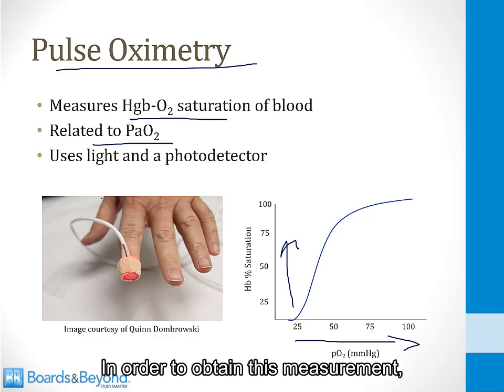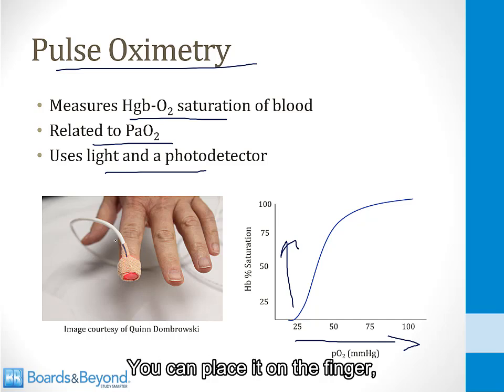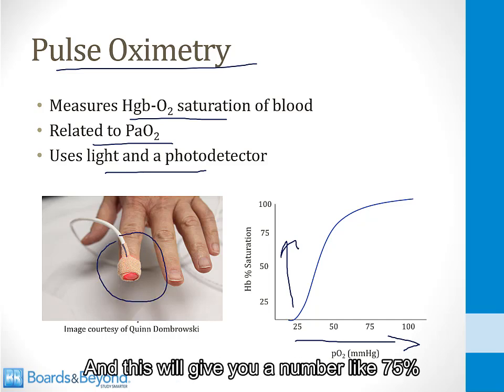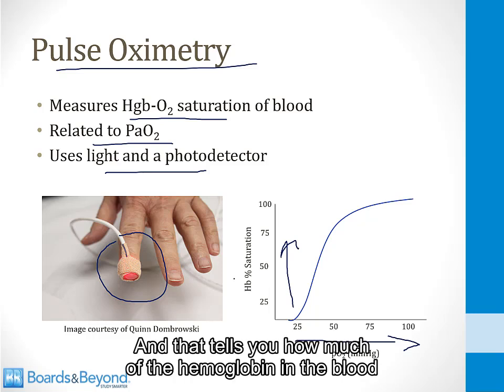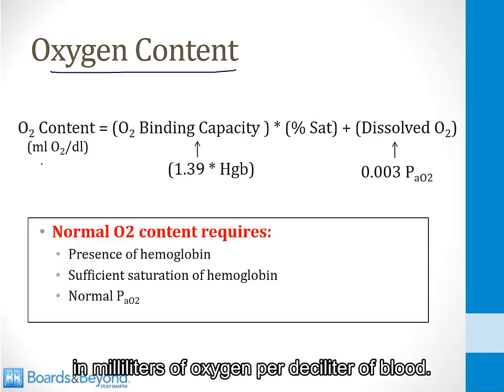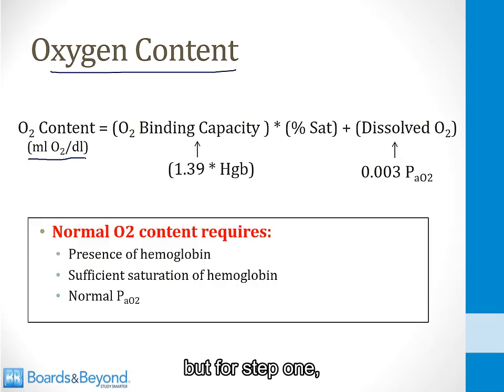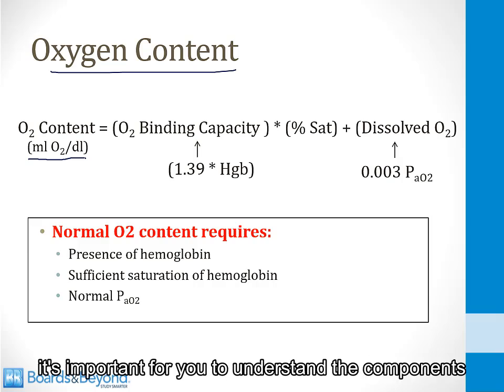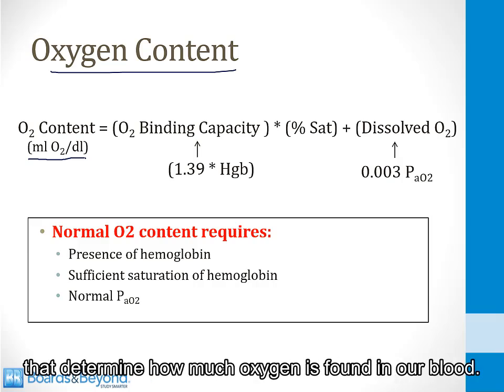In order to obtain this measurement, we use a pulse oximeter, which has a light and a photodetector. You can place it on the finger like shown here on the screen, and this will give you a number like 75% or 80% or 100%. That tells you how much of the hemoglobin in the blood is saturated with oxygen. We can actually calculate a number for the oxygen content of blood in milliliters of oxygen per deciliter of blood. We don't usually do this clinically, but for step one, it's important for you to understand the components that determine how much oxygen is found in our blood.